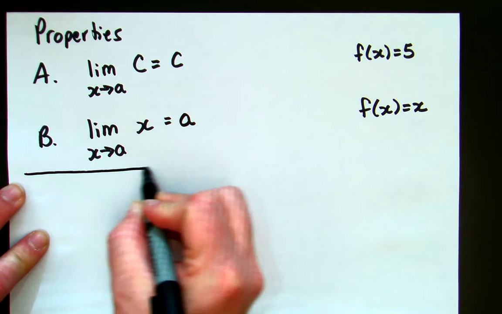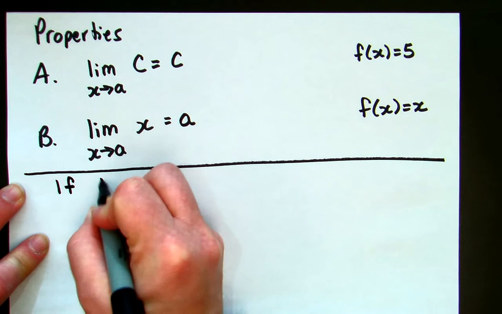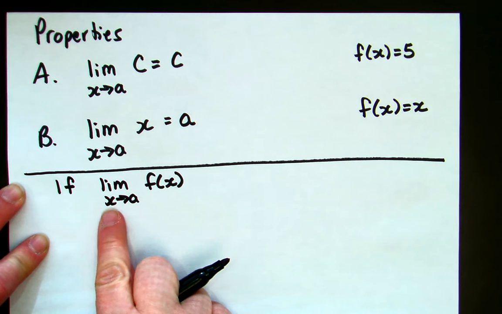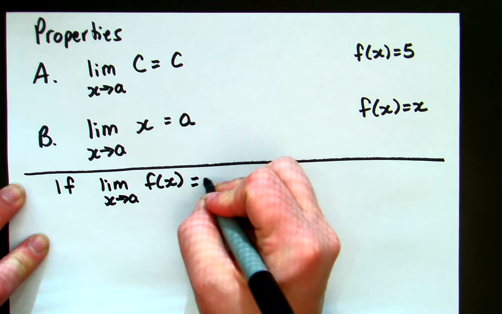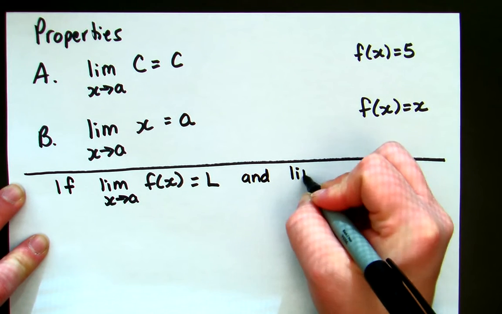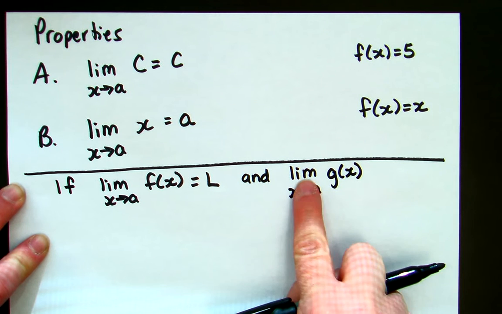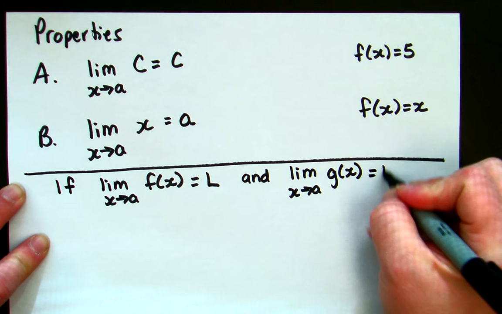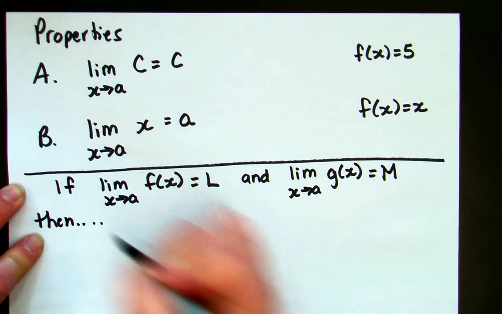Now we're going to look at a few laws that are based on two things. If you have a function, we're going to call this one f at x, and we know that as x approaches a, the limit of this function f at x is some number L, and we also have a second function. We're going to call this one g at x, so we can keep them separate. And we know that the limit as x approaches a of this function g at x is some value. I'm going to call it m. Then we have a whole bunch of things that we can do.